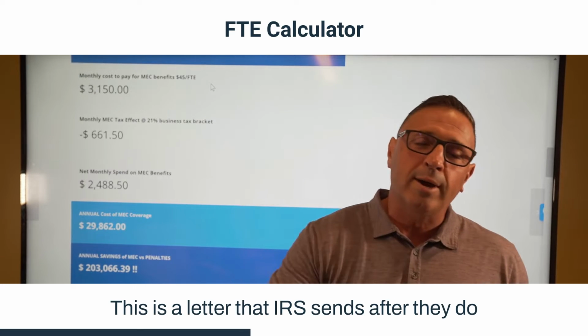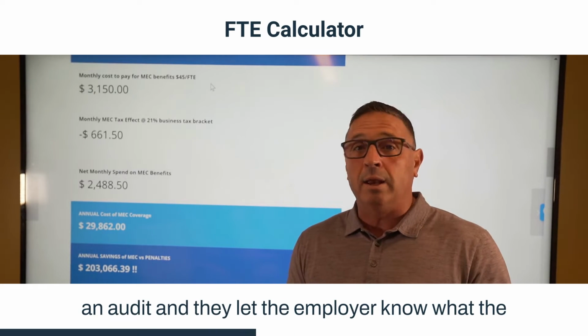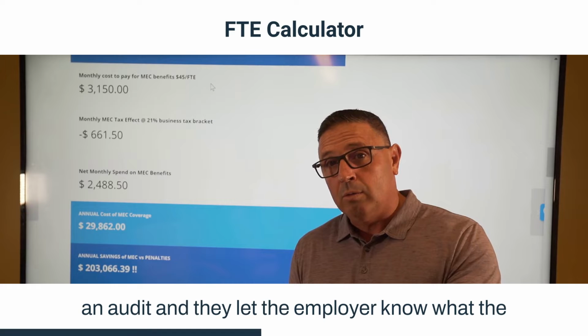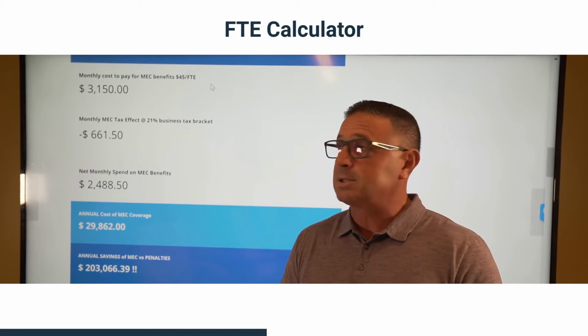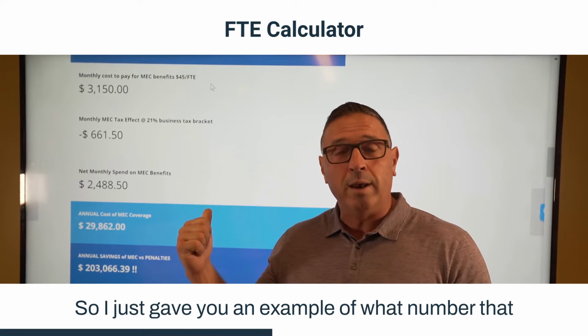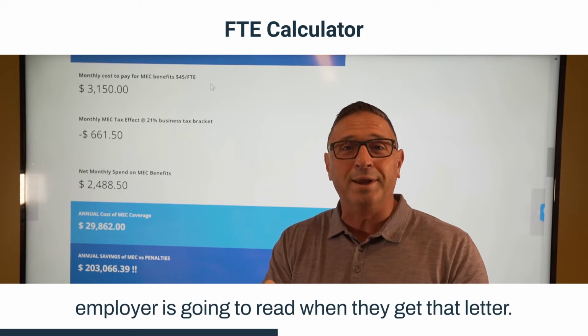Now, that penalty letter comes in the form of a 226J letter. This is a letter the IRS sends after they do an audit, and they let the employer know what the amount of the penalty is they are about to pay. So I just gave you an example of what number that employer is going to read when they get that letter.